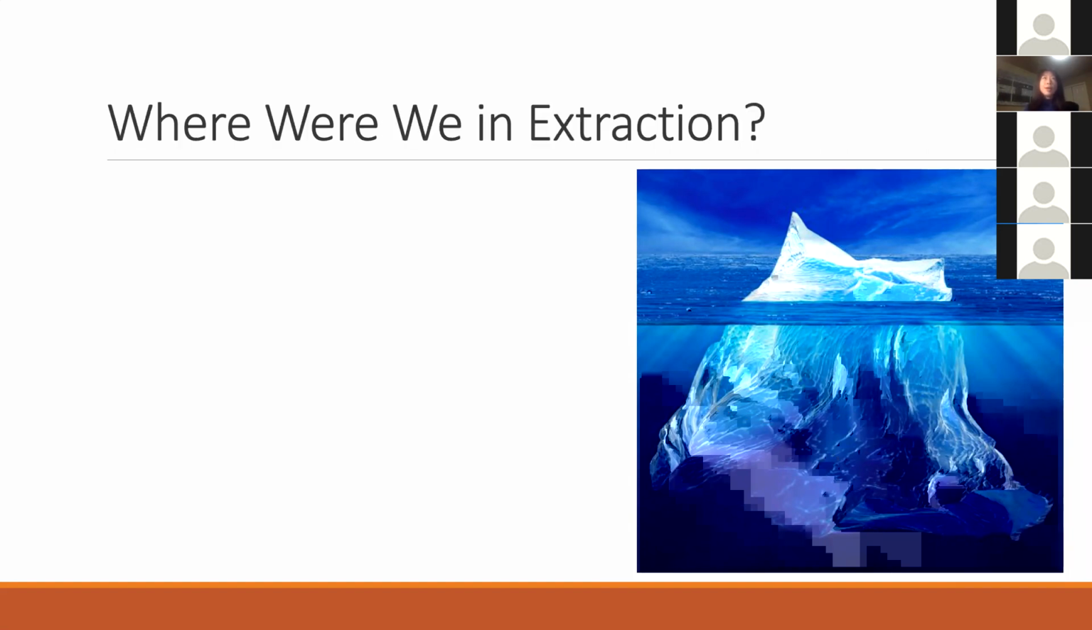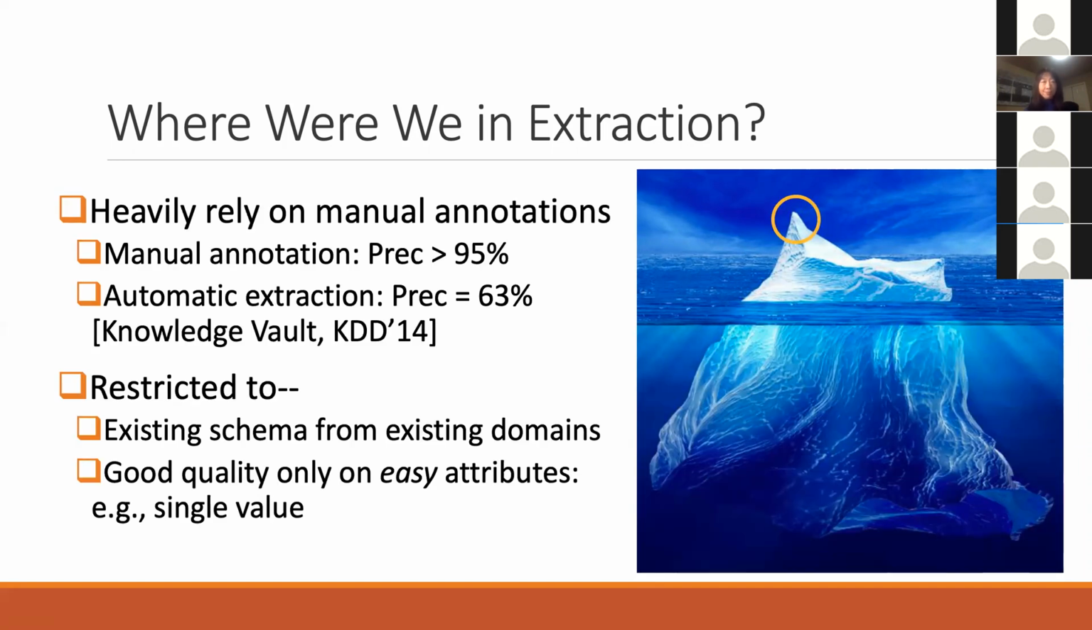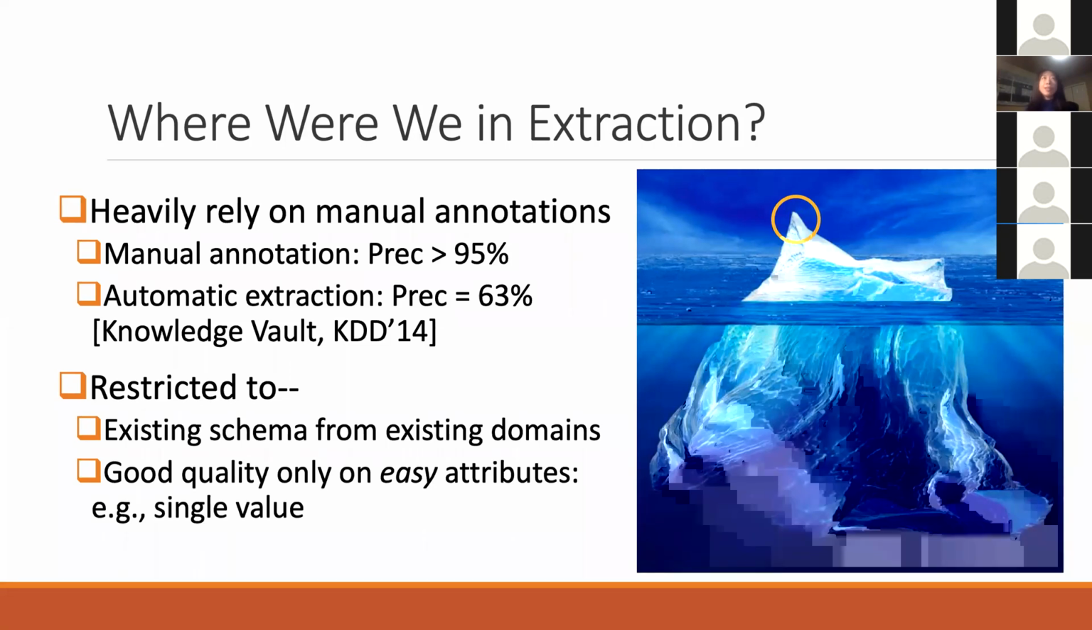Okay, so where are we in terms of extracting knowledge from semi-structured websites? Well, we are at the tip. Our current technologies still heavily rely on manual annotations. And with the manual annotations, we are able to achieve a precision over 95%, very good. However, these are oftentimes about existing schemas from existing domains.